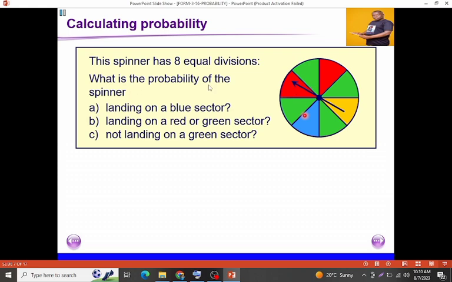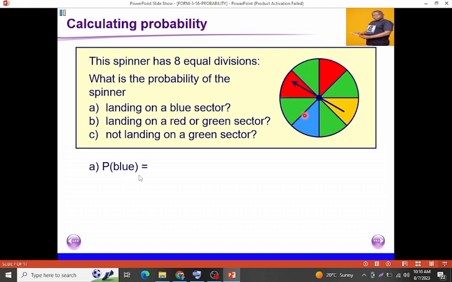What is the probability of the spinner landing on a blue sector? So we have a blue sector here. And what is the probability of the spinner landing on a red or green sector? Red or green sector. What is the probability of the spinner not landing on a green sector? Alright?